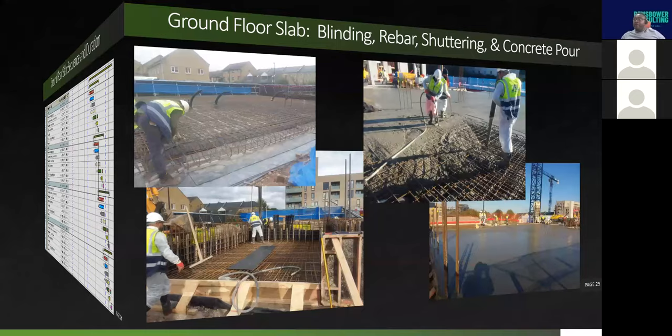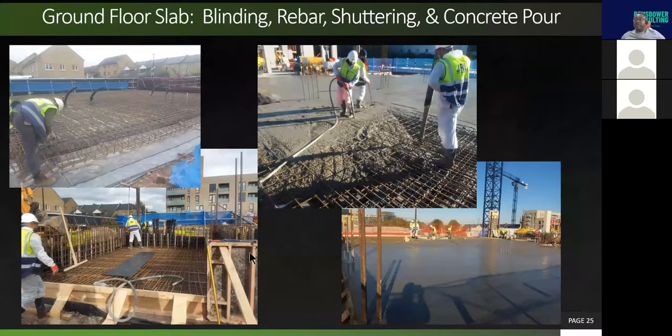we're almost there. Now, in talking about the ground floor slab, you can see from left to right again, the top left corner, you can see how the rebar on the ground floor slab is being installed. You can see all the services pop-ups coming out of it as well. On the bottom left corner, you can see an example of shuttering, the edge shuttering around the installed rebar. Now, at the top right corner, you can see the concrete being poured.